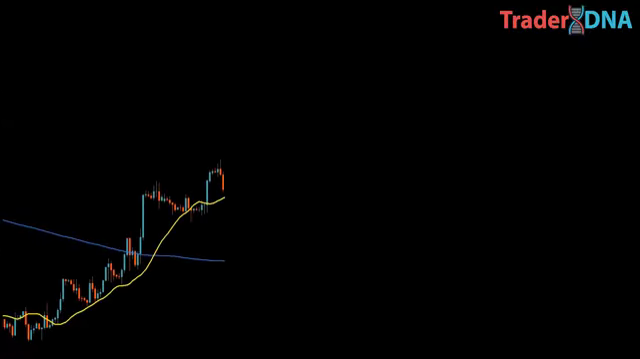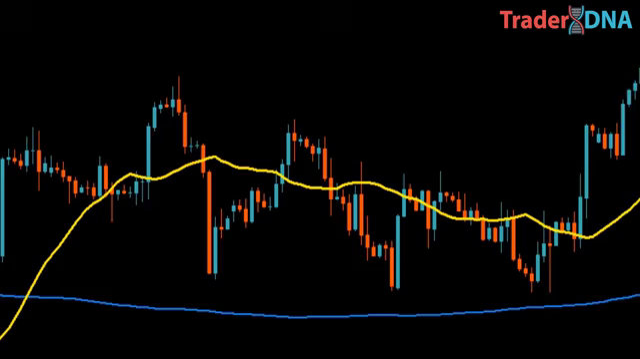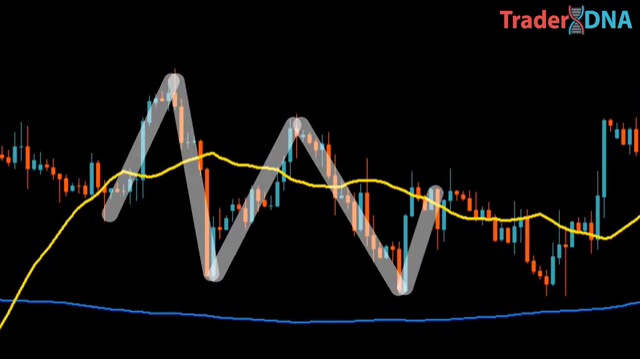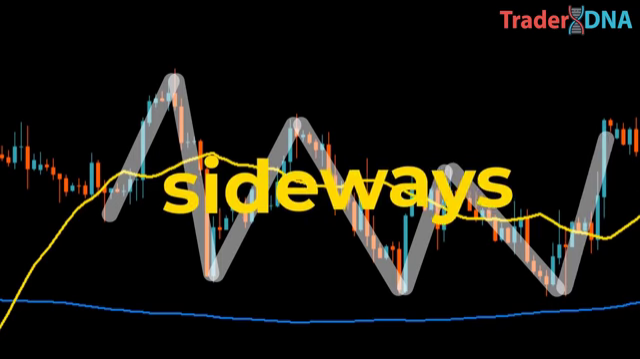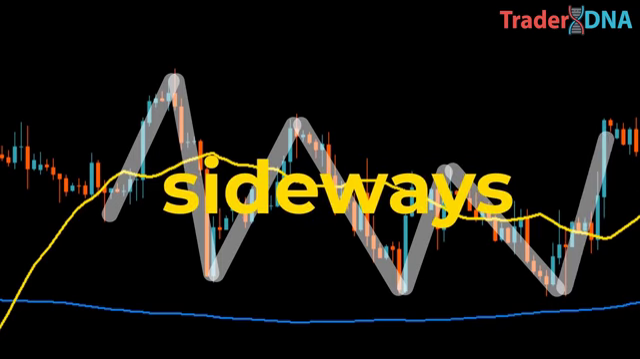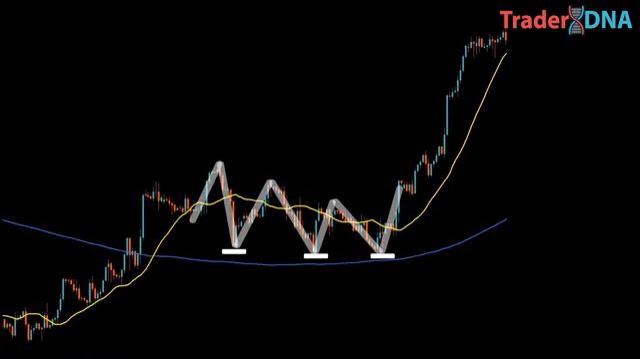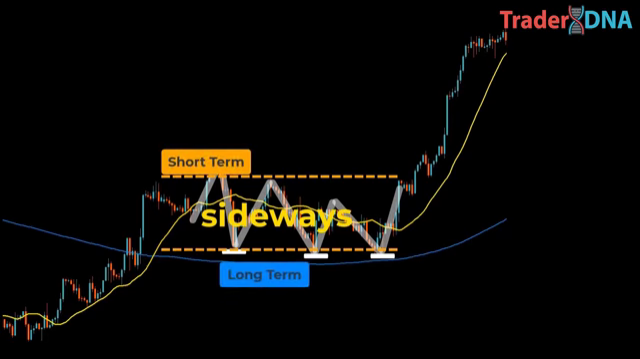Here's another example to consider. When we zoom in on this section of the chart, we notice that the price is moving around the 20-period moving average for an extended period. This indicates that the price is in a short-term sideways trend, as it's bouncing around the moving average without showing a clear upward or downward direction. However, at the same time, the price remains consistently above the 200-period moving average. This suggests that, from a long-term perspective, the price is in an uptrend. So, we're dealing with a sideways trend in the short term, but with a long-term upward bias.